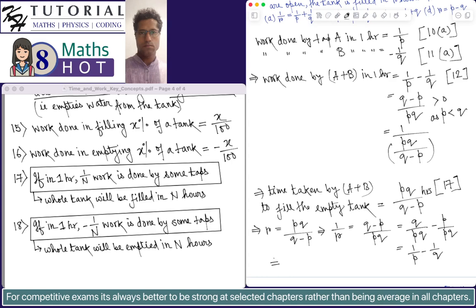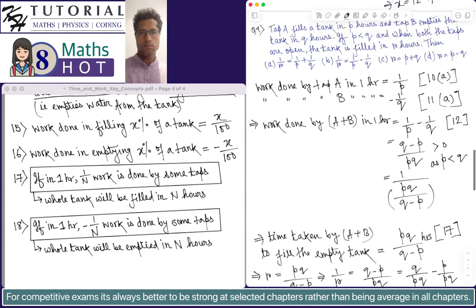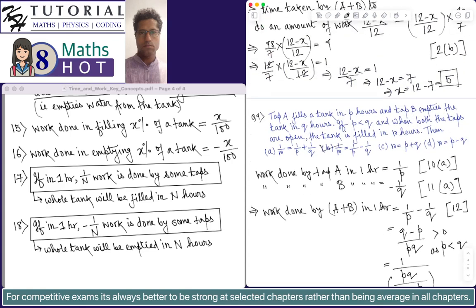So this implies 1 by R is equal to 1 by P minus 1 by Q. This is the relation between R, P and Q, and hence the correct choice is B. B is the correct choice.